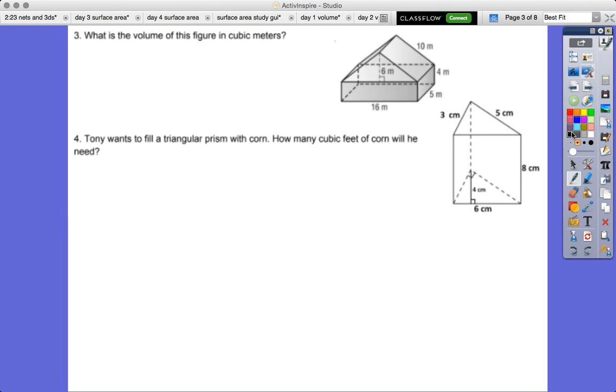On number 3, it said, what is the volume of this figure in cubic meters? So now this is going to be like a composite figure because we have 2 different three-dimensional shapes. So the top is a triangular prism. So for the top, I'm going to say 1/2 times the area of the base times the height. Now for the bottom part, the bottom figure, that's just a regular prism. So we're going to say the area of the base times the height.